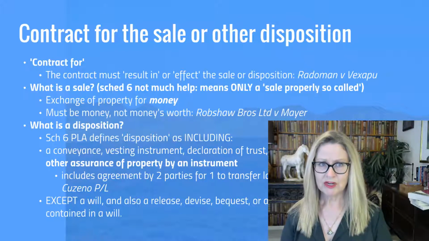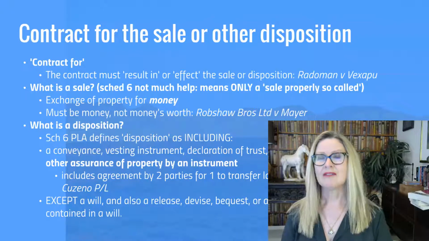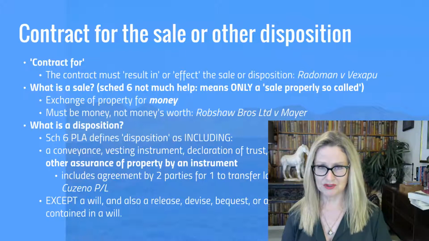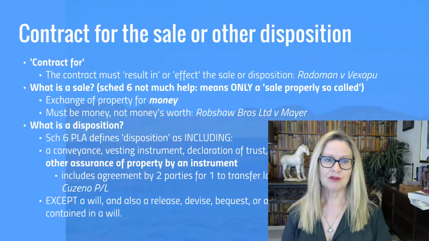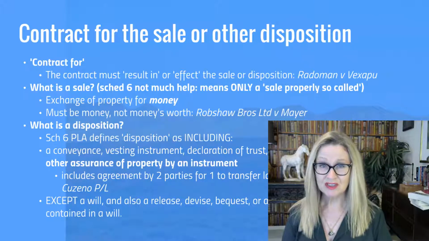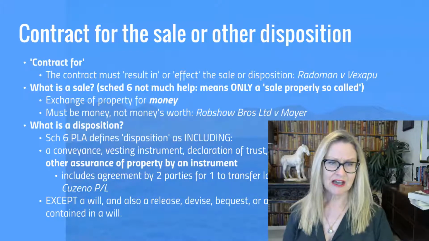However, we know that it's not just contracts for sale, but we can also have a contract for other disposition of land. And disposition sweeps in a lot of extra things that a pure sale will not sweep in. Okay, so the legislation, Section 59, is considerably broadened by dropping in this phrase or other disposition. What is exactly a disposition?